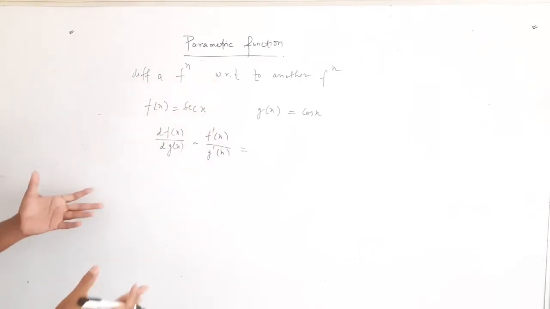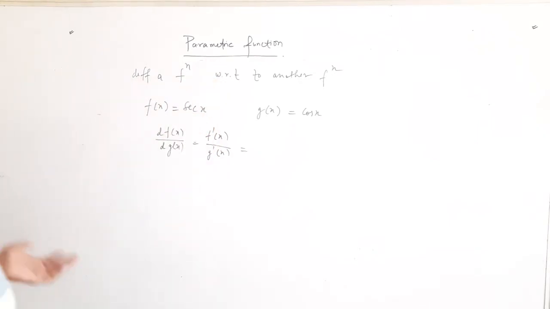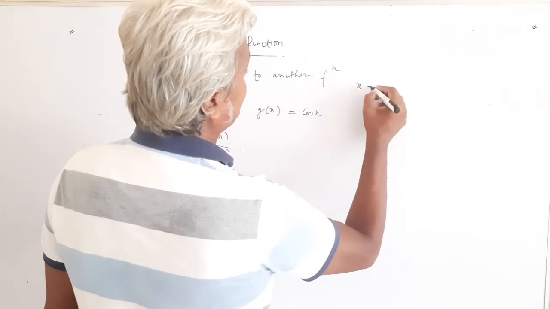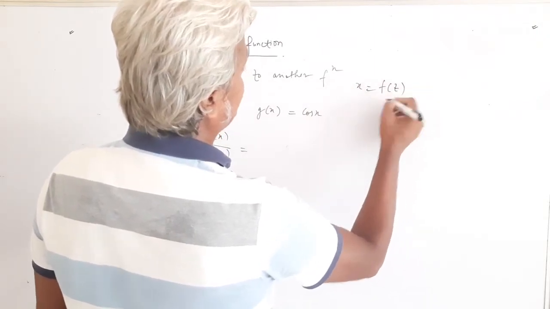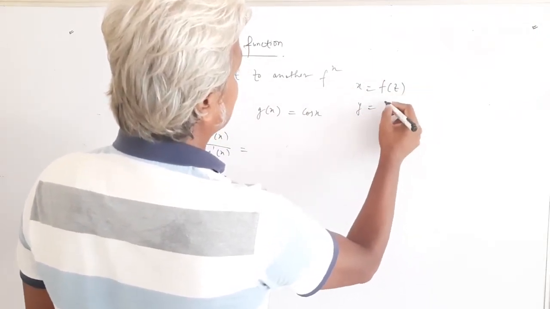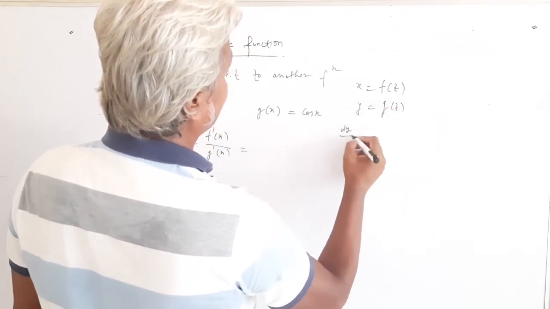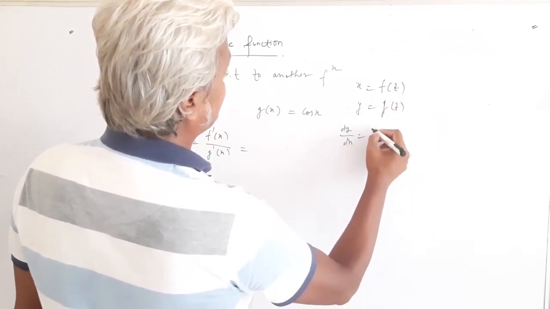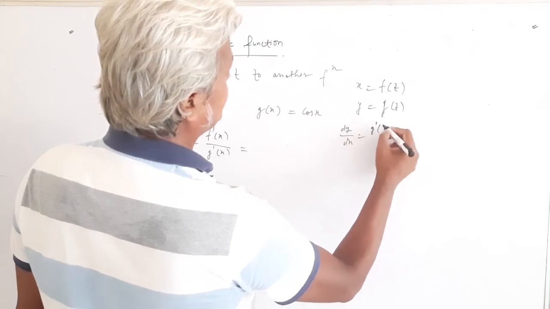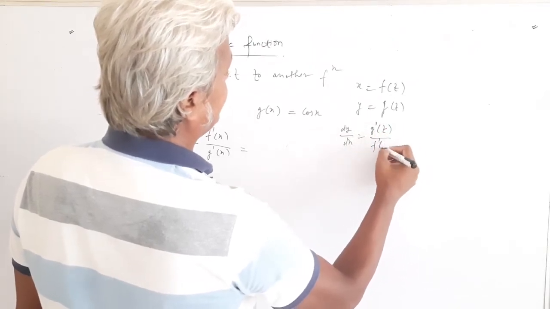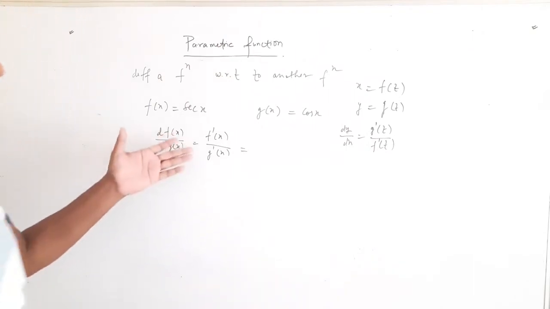It is very much the same as the parametric form where we had x as a function of t, y as another function of t, and then we write dy by dx is g dash t over f dash t. The very same idea we are applying here also.